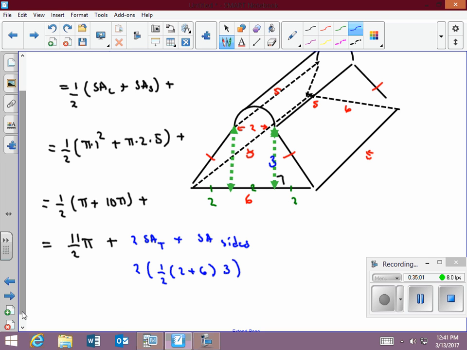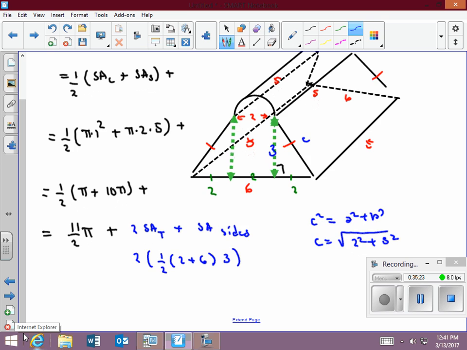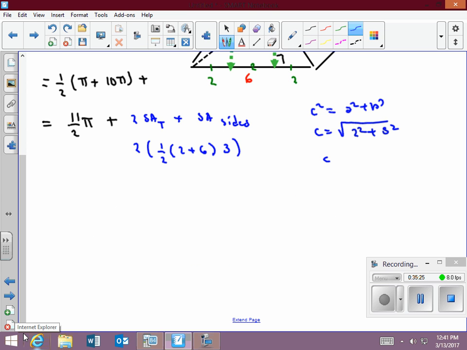So this I'll call C. C squared equals A squared plus B squared. So C equals the square root of 2 squared plus 3 squared, which is 4 plus 9, so the square root of 13.